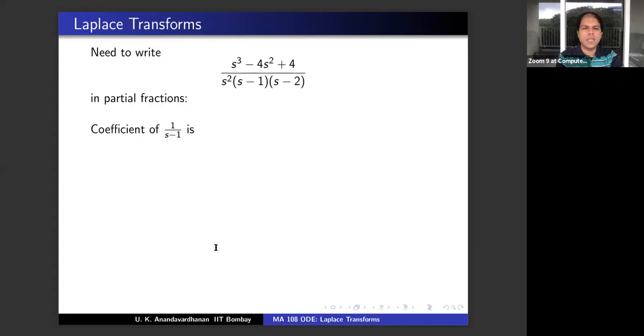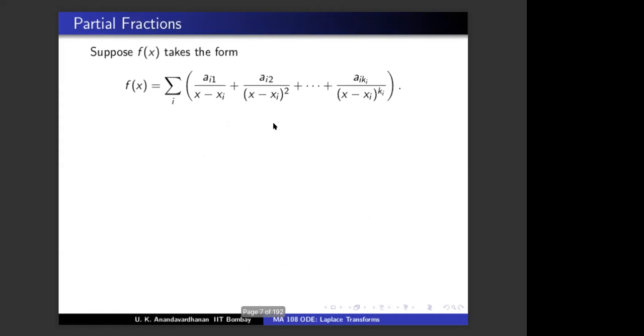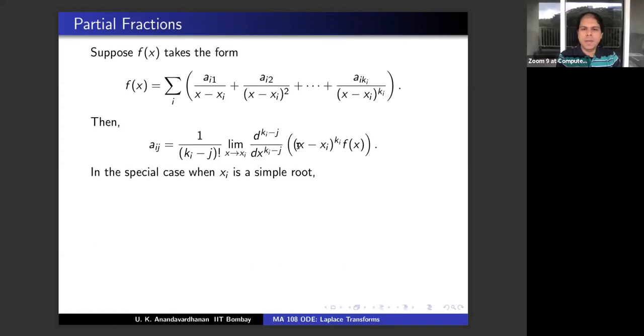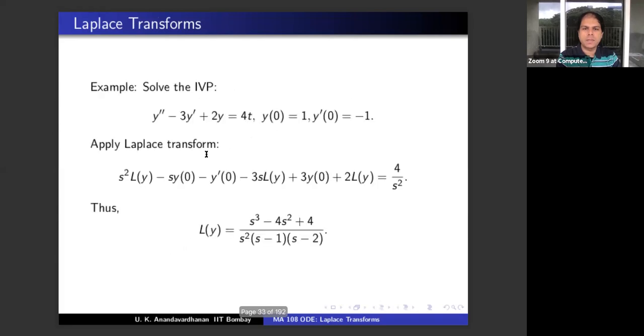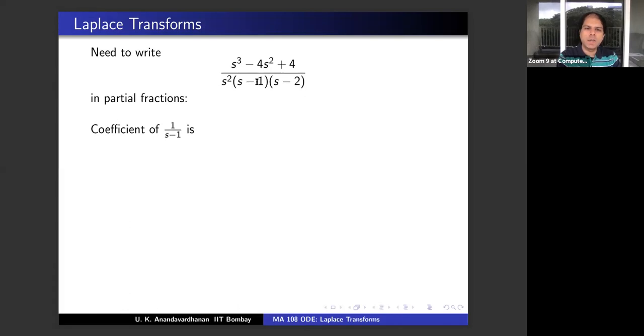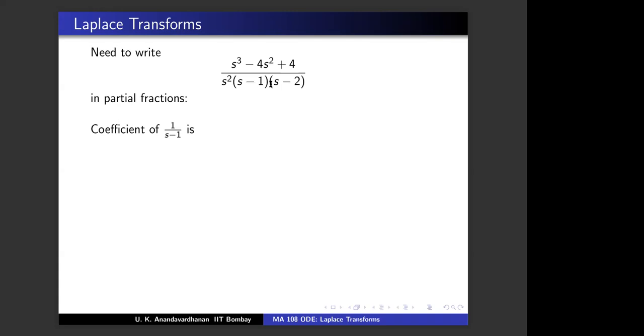So coefficient of 1 by s minus 1. What will be our formula? Recall the formula: you have to multiply with x minus xi to the biggest power, times f of x, and take the appropriate derivative, take the limit. So in terms of s minus 1, what is the highest power? 1 only. So you have to multiply by s minus 1. So you will get s cube minus 4s square plus 4 by s square times s minus 2. And 1 is a simple root, so we can directly use P by Q dash.